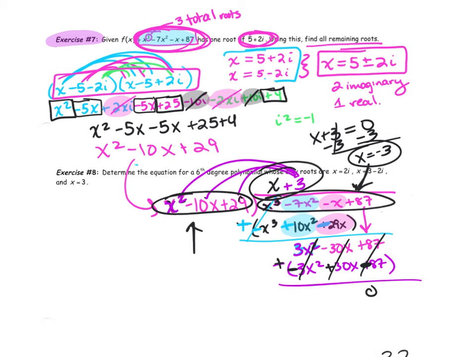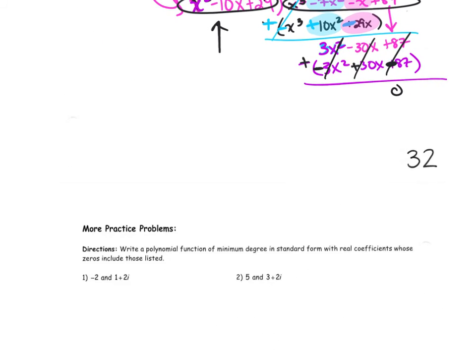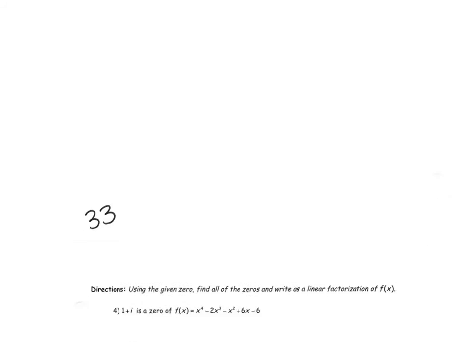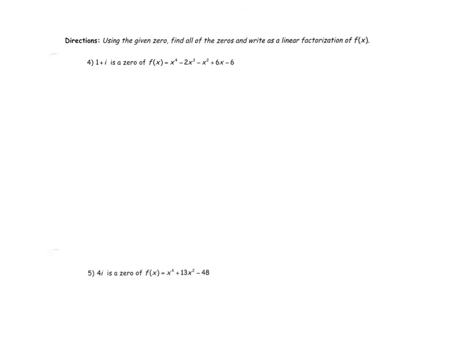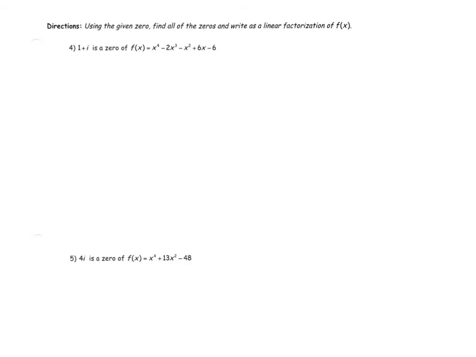That was everything I wanted to get to with you. I do just want to show you one more example. So let's go to page 34, exercise 4 here. For the directions, it says, using the given zero, find all of the zeros, and then write it as a linear factorization for f of x. So we're going to do the same thing again here. I'm telling you, 1 plus i is a root for this polynomial.